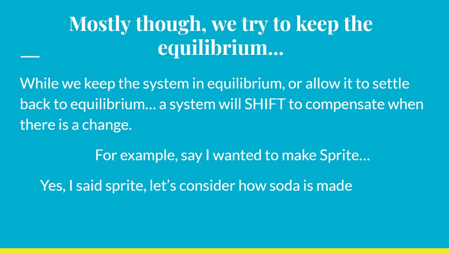So, one example I could give you for a system shifting to compensate would be if I were carbonating soda.